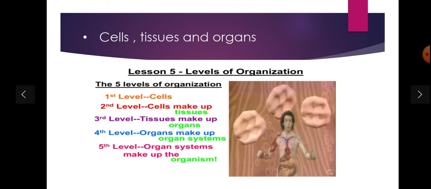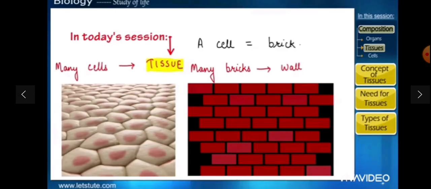There are 5 levels, as we can read also. First level, cells, that is a single and basic unit of life. And second level, cells make up tissues. Third level, different tissues make up organs. Fourth level, organs make up an organ system. And fifth level, organ systems make up the organism. And now here is the video. You can understand very well from that video.